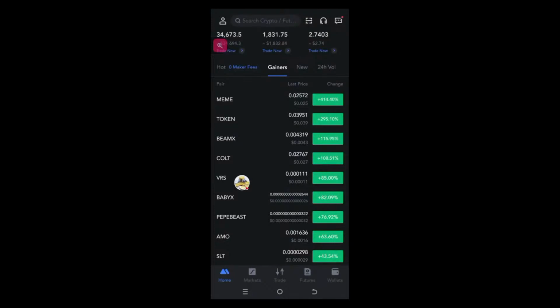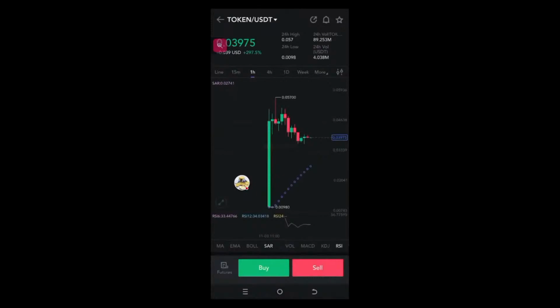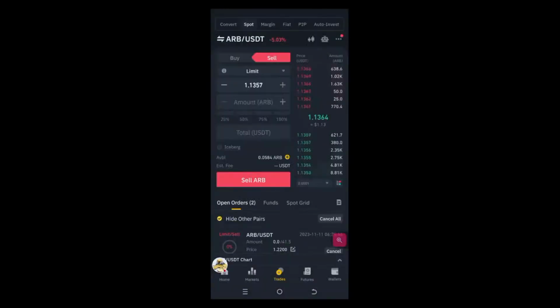Which one? Token. What's going on here? Spot. Token. Do we want to do this one? No, it looks horrific because a lot of red in it. I don't want that. Gives me an opportunity to set the amount I want to get.